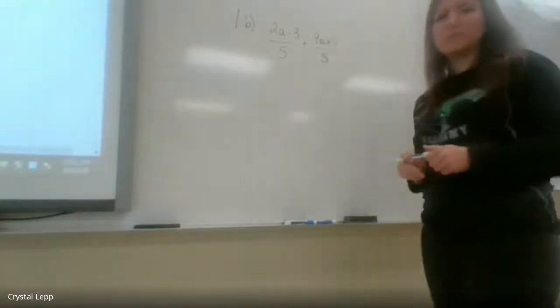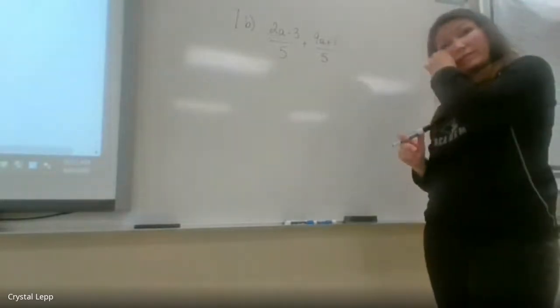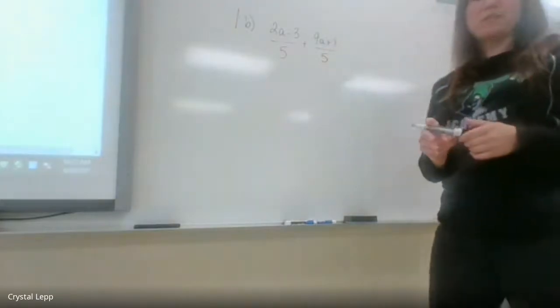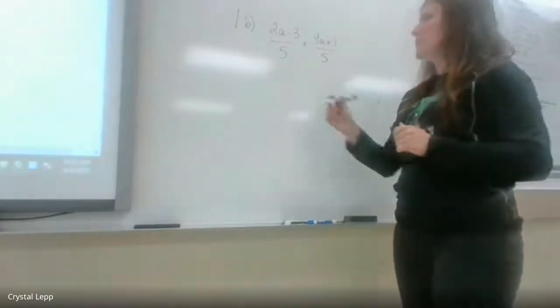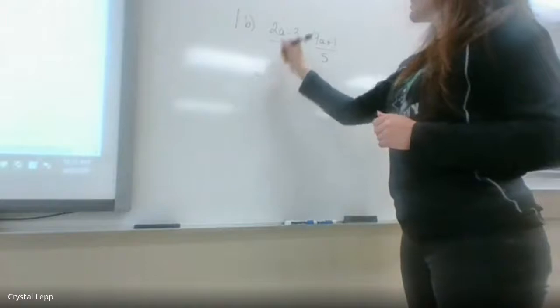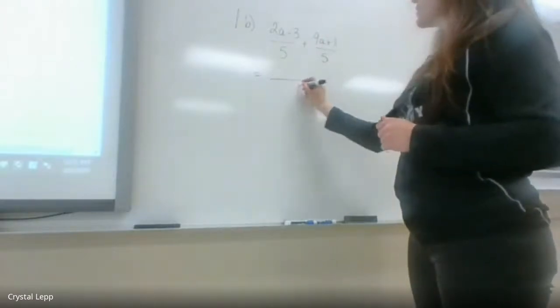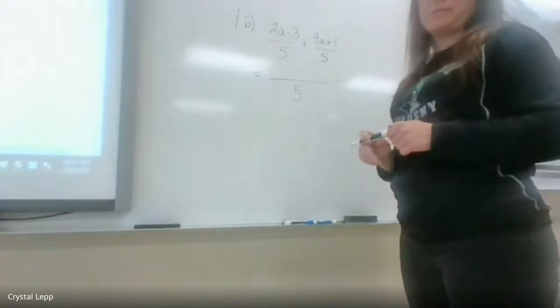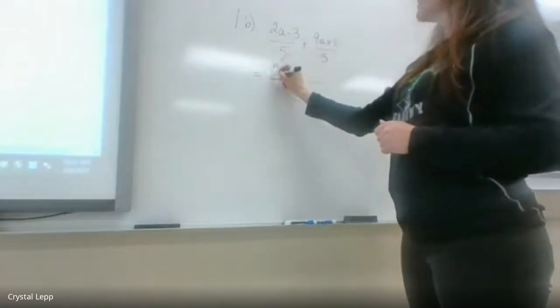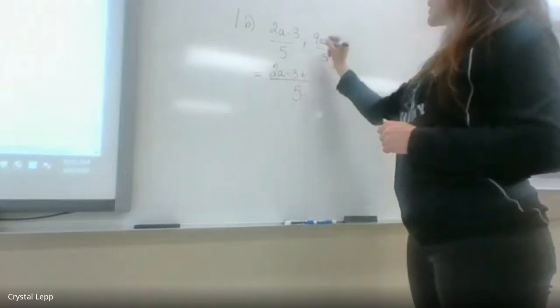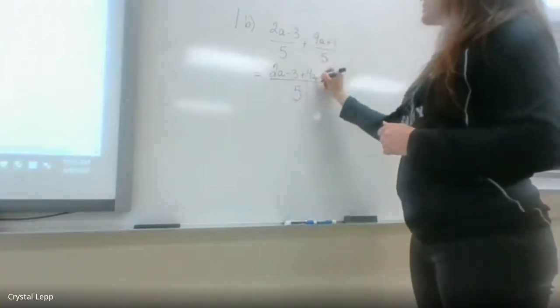So they're both over the denominator of 5. So that's our very first step. We have to get a common denominator. If we don't have one, we have to make a common denominator, but we already have one, so we're good. So we can just write the numerators, the tops, all over one denominator. Because they're both over 5, the whole thing's going to be over 5. And then we just rewrite our numerators. So we have 2a minus 3 plus, we're going to add to it 9a plus 1.